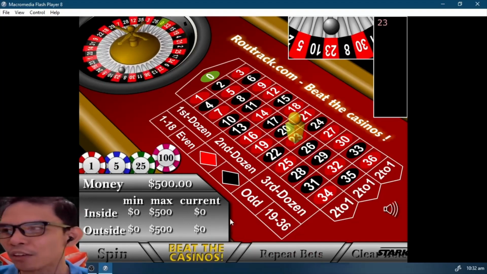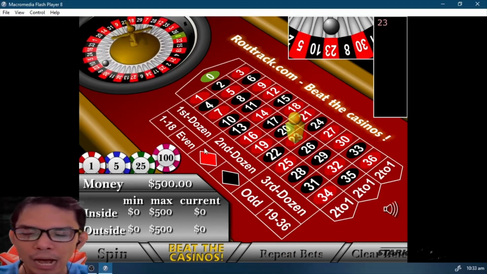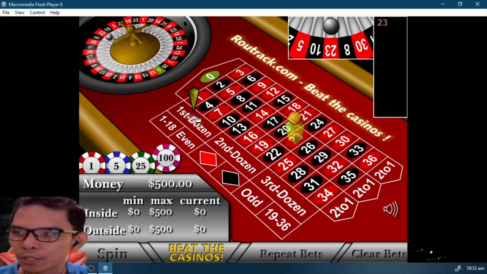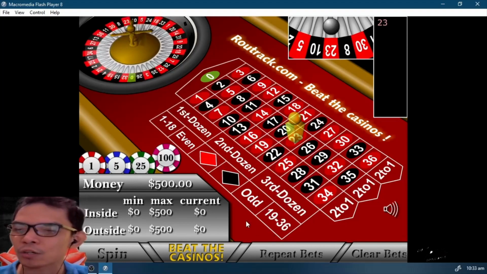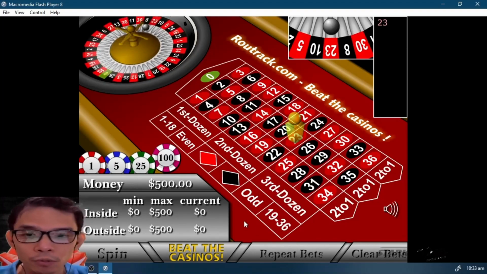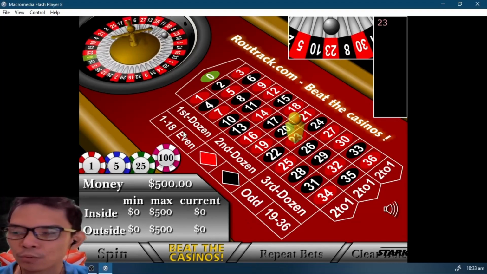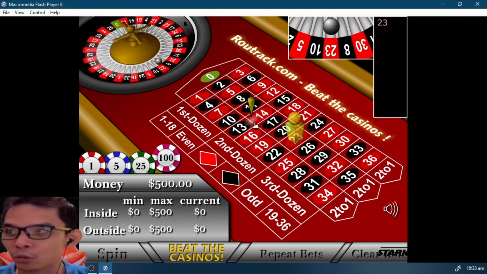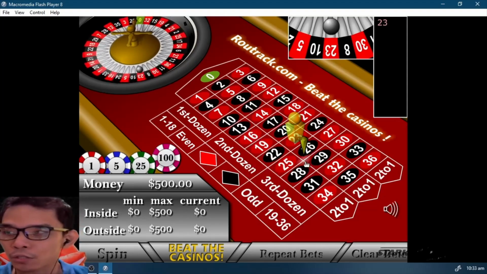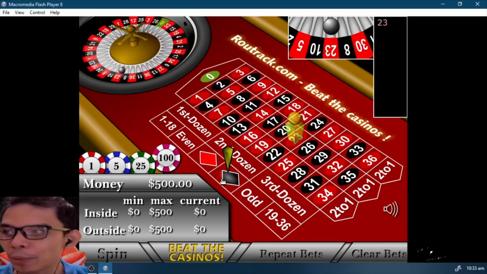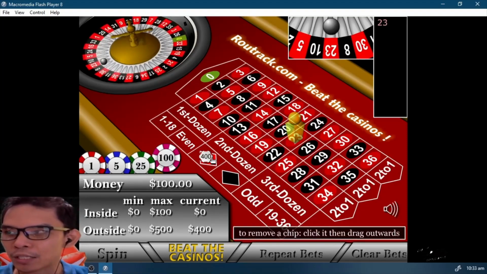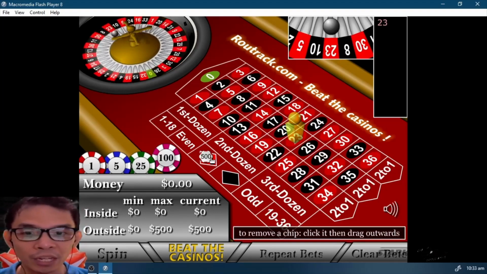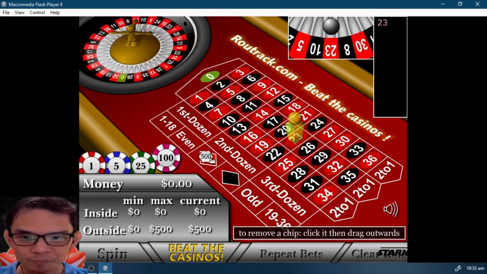Let's try another one. What if we place our bets in this side of the board? We have here the first dozen, second, third, and so on and so forth. As we all know, if you already know the mechanics of this game, this side has a greater chance of winning compared to straight up. So let's try to place a bet on the color red, hoping that red will be the winning color.